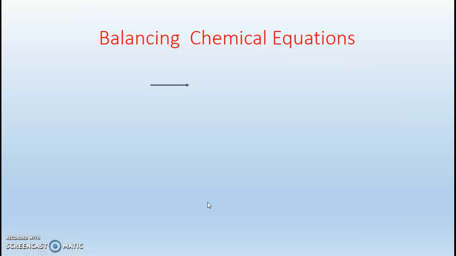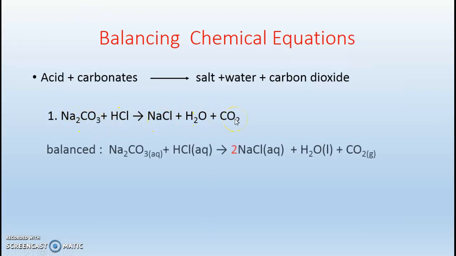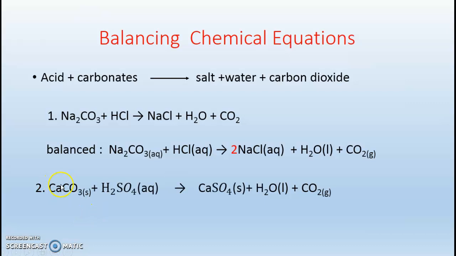All right. So acid and a carbonate give us salt, water, and carbon dioxide. So let's look at some carbonates. So these are what I mean by carbonates plus acid. I get salt, water, and carbon dioxide. Another example, if I'm to balance it, I just put 2 here. Then let's look at another one, carbonate again, acid. I get salt, water, and carbon dioxide.